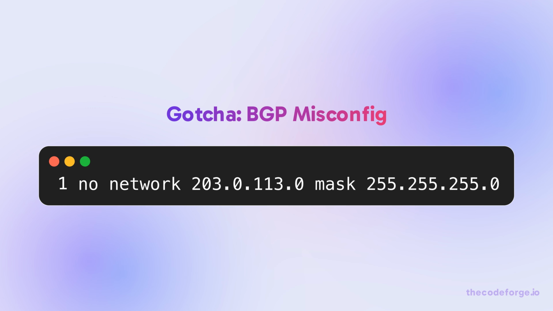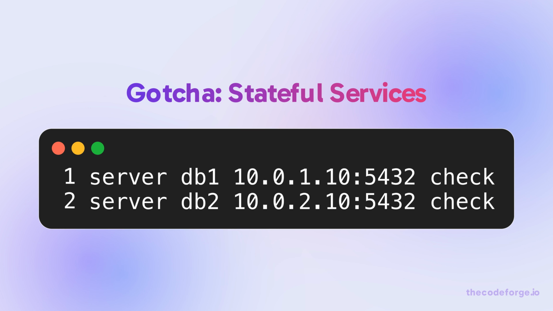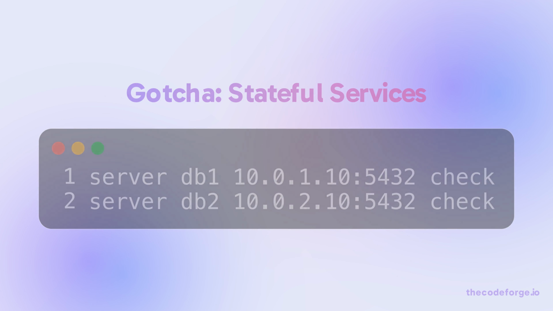A single no network command can withdraw the Anycast prefix, causing a global outage. Always use prefix list filters and BGP session monitoring to prevent this. Never put Anycast IPs on database servers. Stateful connections will break on failover. Use a proxy layer or DNS-based routing instead.